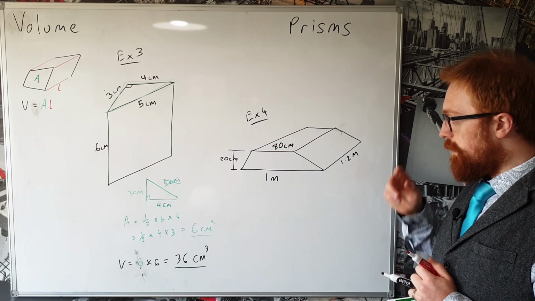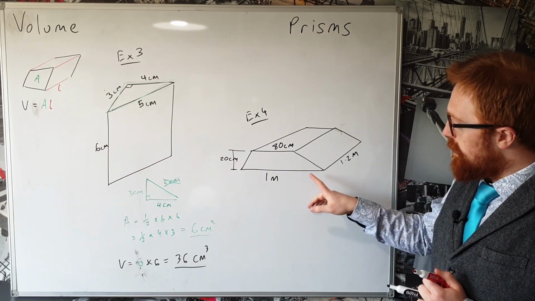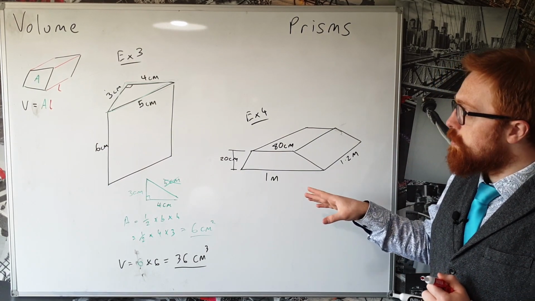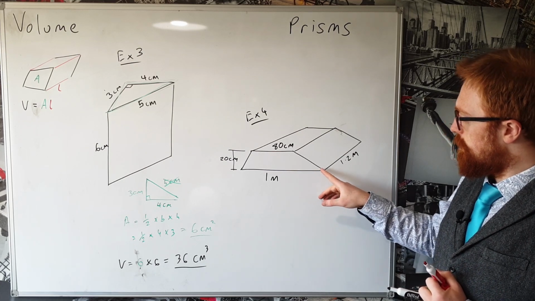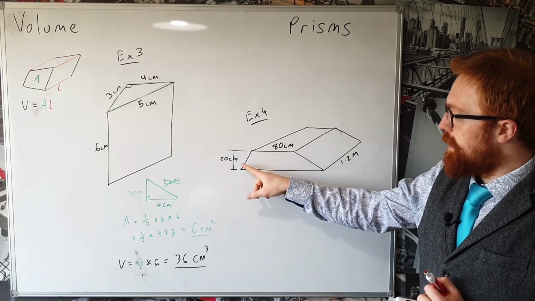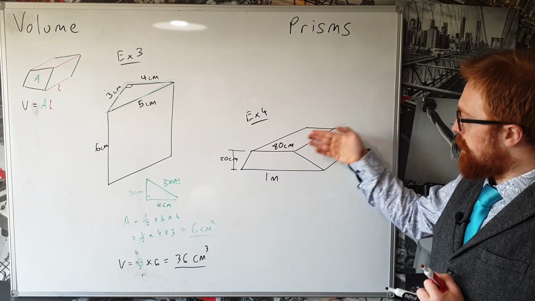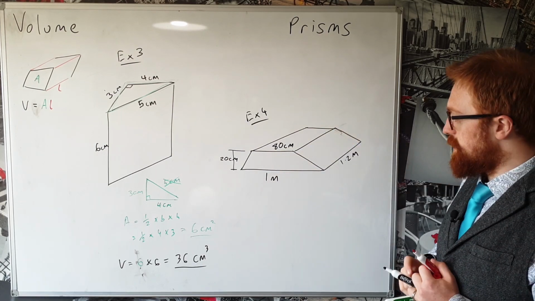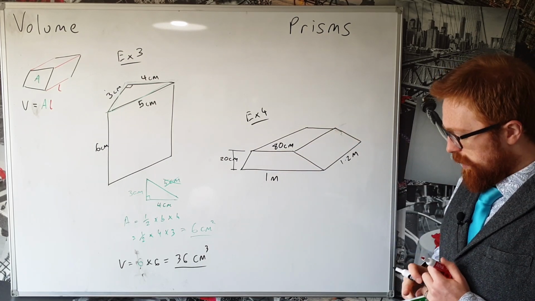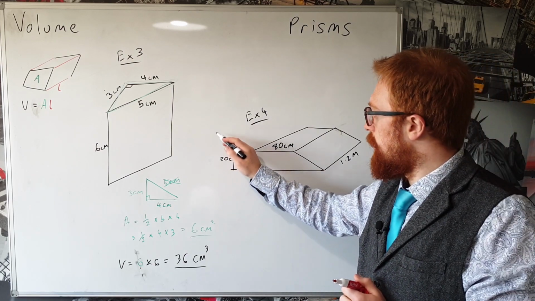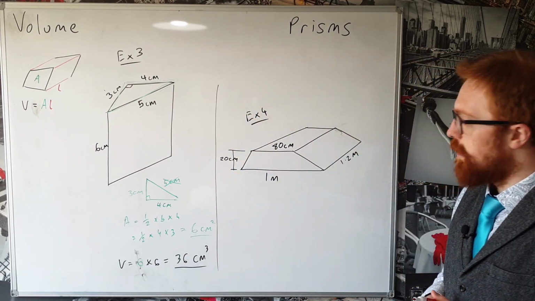Okay, so on to example number 4 here. So this time it's oriented the same as a few of the other ones we've done. So it's this trapezium that we need to find the area of. That's the shape that's been stretched into a prism. So what we need to do for this is we need to remember how to find the area of a trapezium.